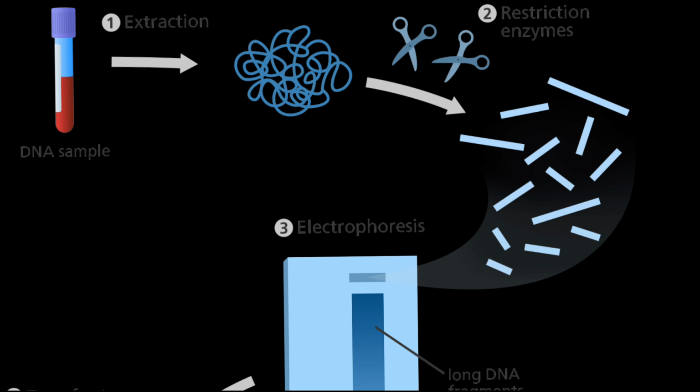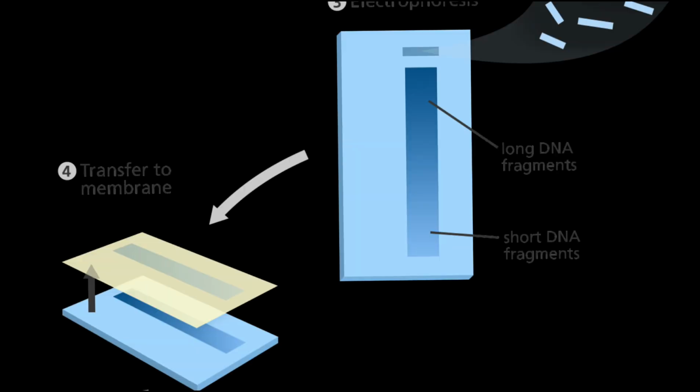Then gel electrophoresis is done. The DNA fragments are placed on the gel using agarose and subjected to an electric field. Then small fragments move faster and farther than larger ones. The small fragments move faster as compared to the larger ones. So the DNA fragments are separated based on their size.